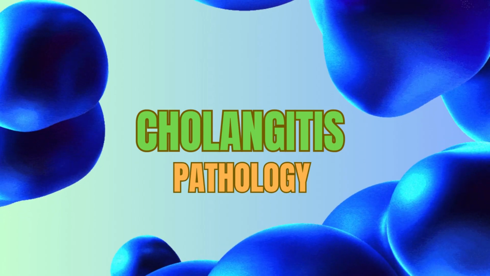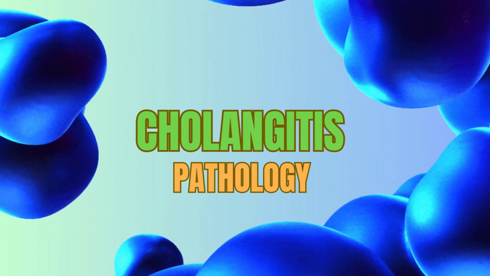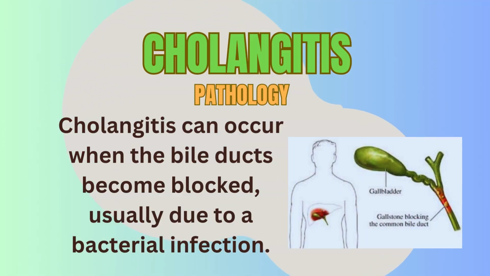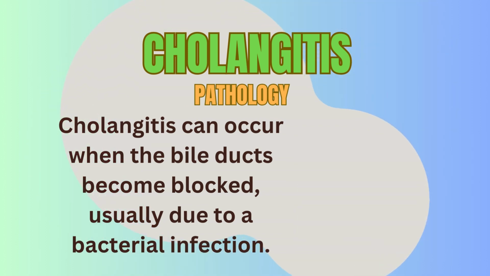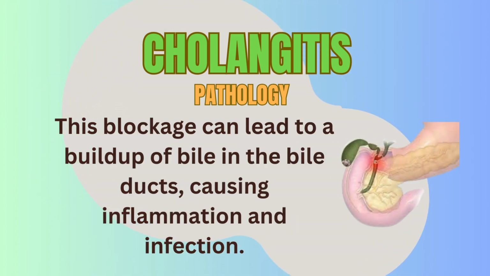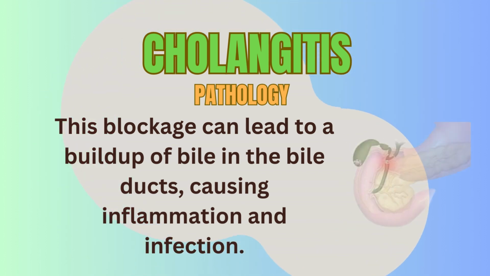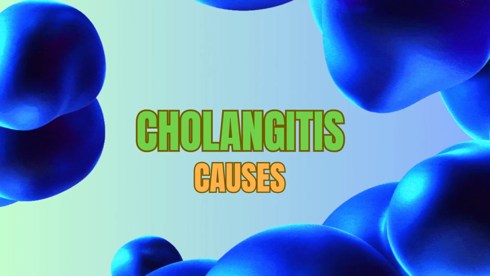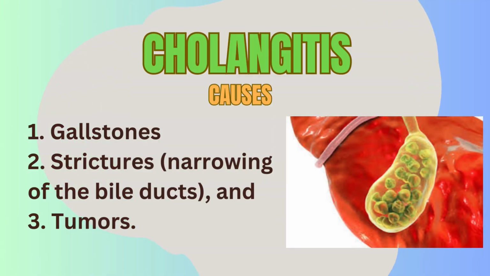Let's discuss the pathology behind cholangitis. Cholangitis can occur when the bile ducts become blocked, usually due to a bacterial infection. This blockage can lead to a buildup of bile in the bile ducts, causing inflammation and infection. Common causes of cholangitis include: 1. Gallstones. 2. Strictures, that is narrowing of the bile ducts, and 3.